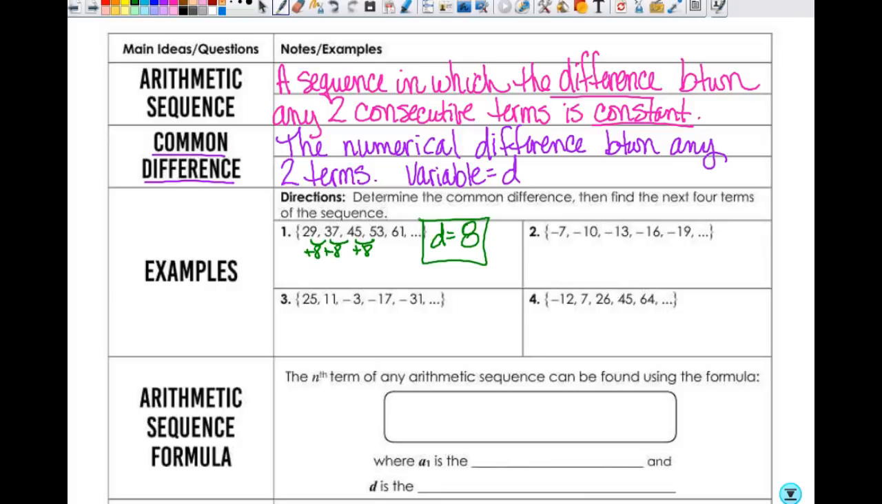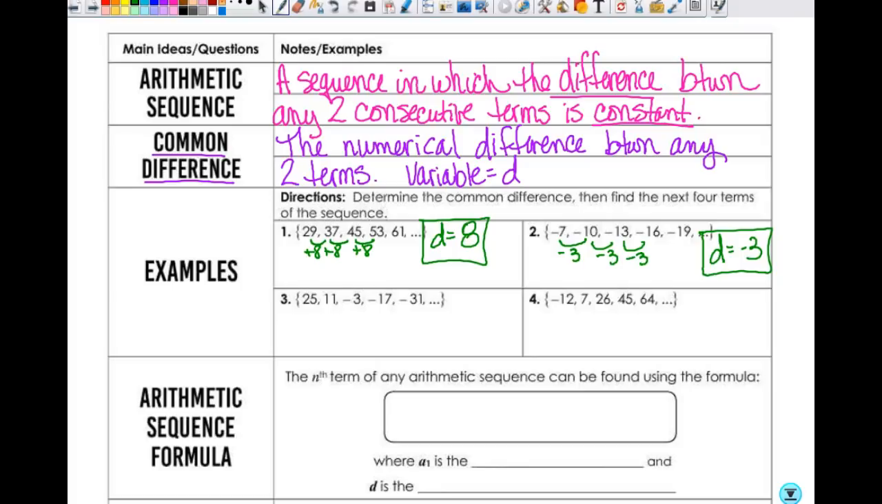But then here, to get -7 and -10, I'd be subtracting 3, subtracting 3, subtracting 3. And so my common difference here would be -3. And again, I'm quite sure you can find the next 4 terms. I'm not going to spend time doing that.